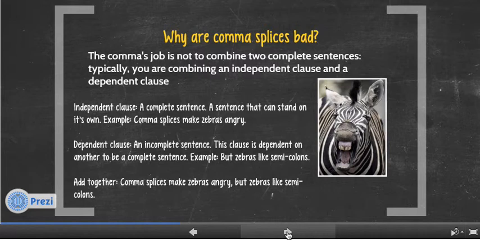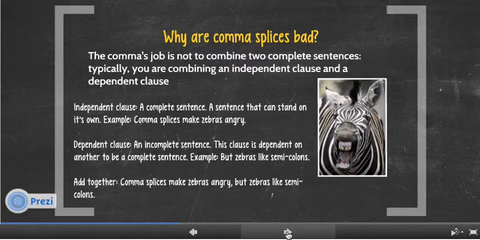It's a sentence that can stand on its own. For example, "Comma splices make zebras angry." That doesn't need anything else. It can stand on its own as a sentence. A dependent clause is an incomplete sentence. This clause is dependent on another to be a complete sentence. If you have a dependent clause, most likely you're going to have a comma in there as well. An example of a dependent clause is, "but zebras like semicolons."